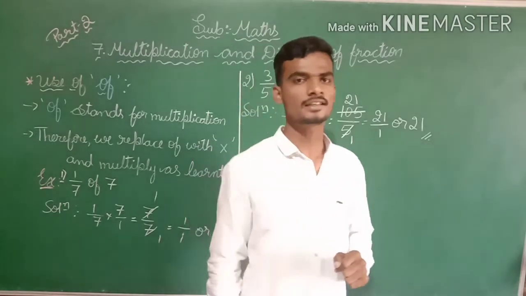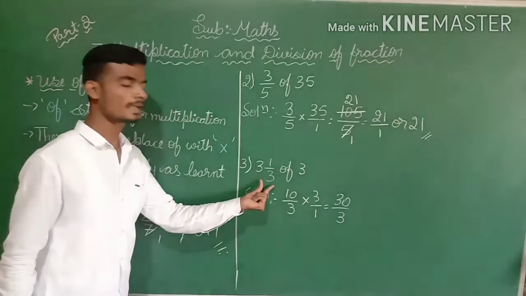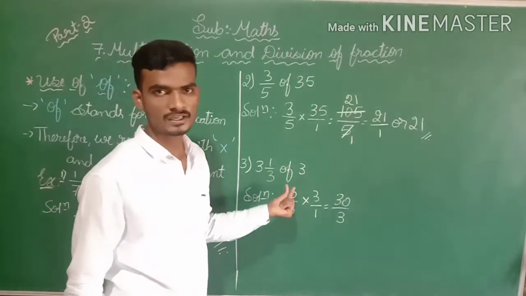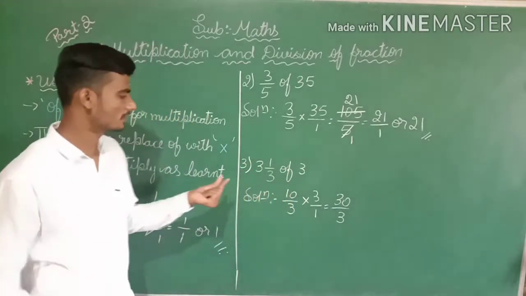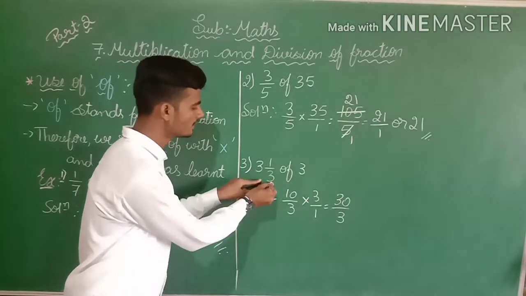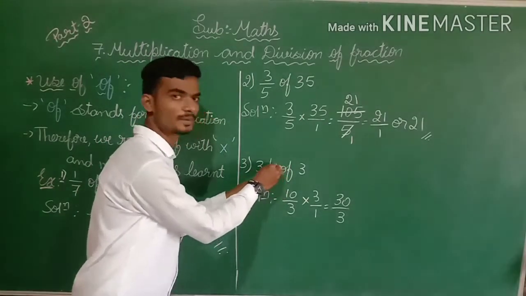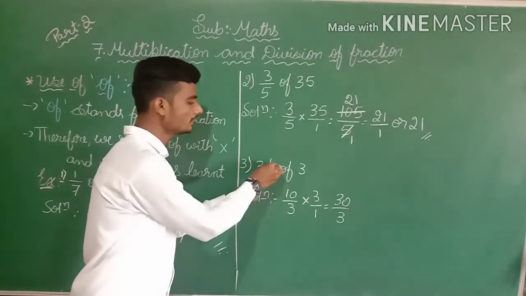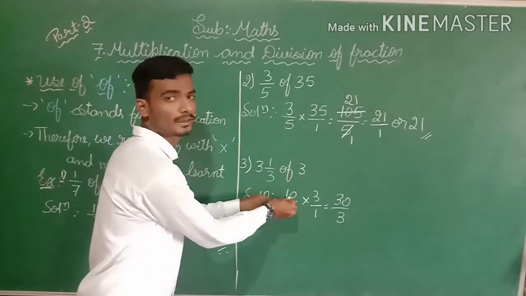Improper fractions. You want to convert this into an improper fraction. You already know how to convert mixed fractions into improper fractions. See here, 3 into 3 how much? 3 3s are 9. 3 plus 1 how much? You will get 3 3s are 9. 9 plus 1, you will get 10.